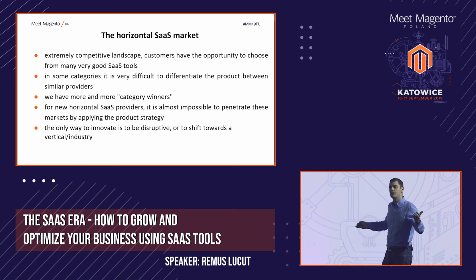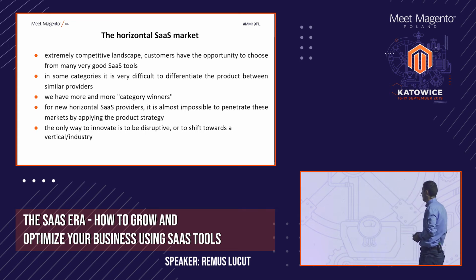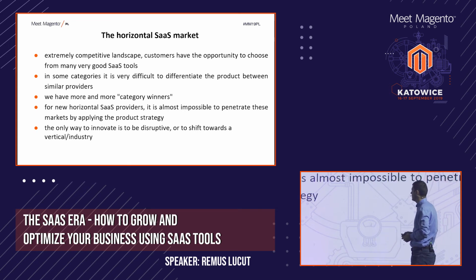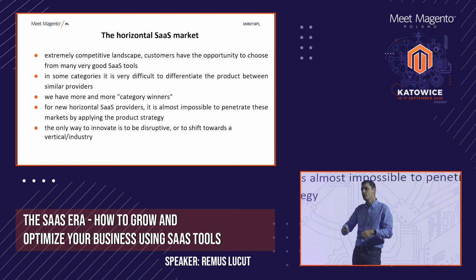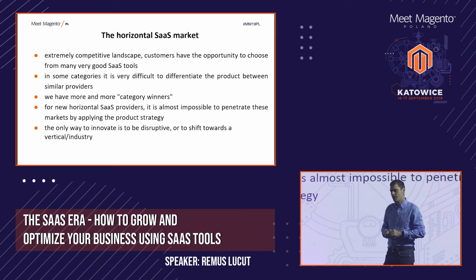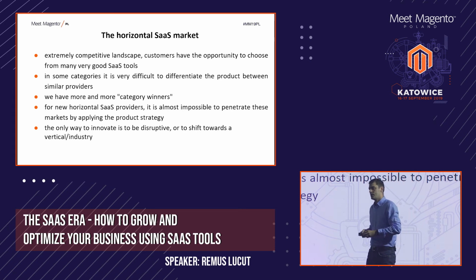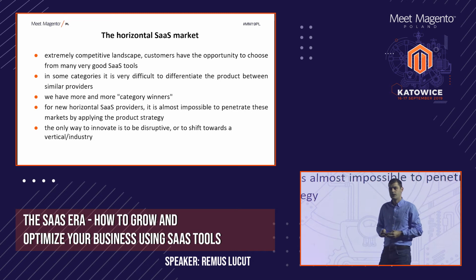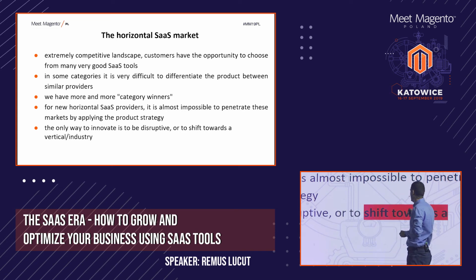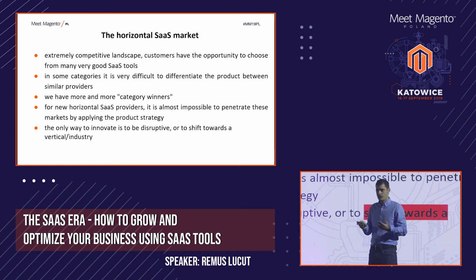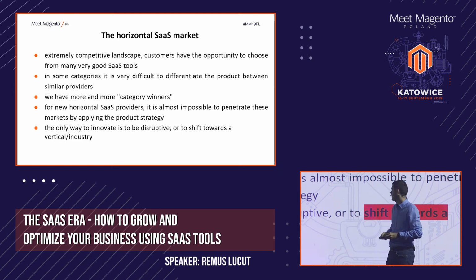We have different mailing systems. There are so many out there that can be used in any industry. And also, for new horizontal SaaS providers, it's really difficult to create a new product that might be competitive in the market. There might be some types of, let's say, service providers that are really disruptive and creating new types of services in the horizontal SaaS market, but they really need to shift towards a vertical or to an industry because the market is overcrowded now with horizontal solutions.